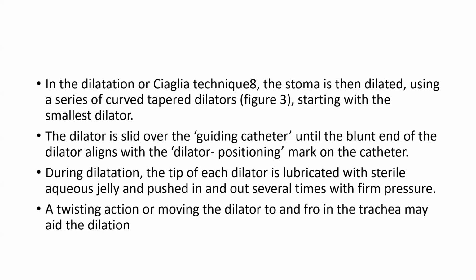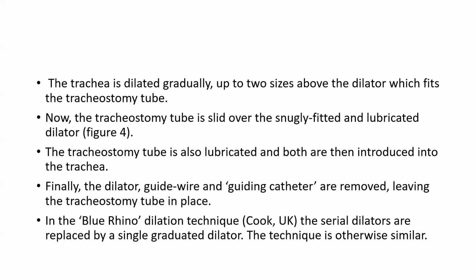In the dilator or the C.A. Aguilar technique, the stoma is then dilated using a series of curved taper dilators, starting with the smallest dilator. The dilator is slid over the guiding catheter until the blunt end of the dilator aligns with the dilator positioning mark on the catheter. During dilation, the tip of each dilator is lubricated with sterile aqueous jelly and pushed in and out several times with firm pressure. A twisting action or moving the dilator to and fro in the trachea may aid the dilation. The trachea is dilated gradually up to a size above the dilator which fits the tracheostomy tube.